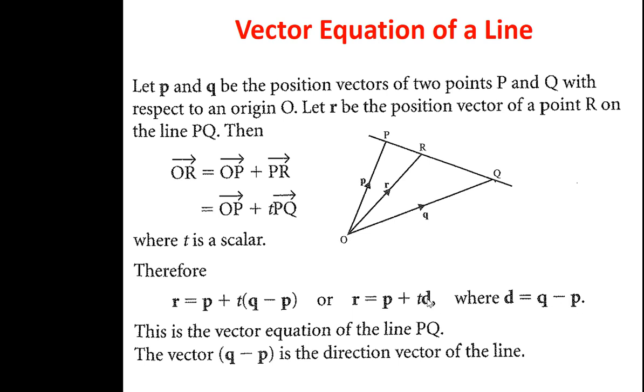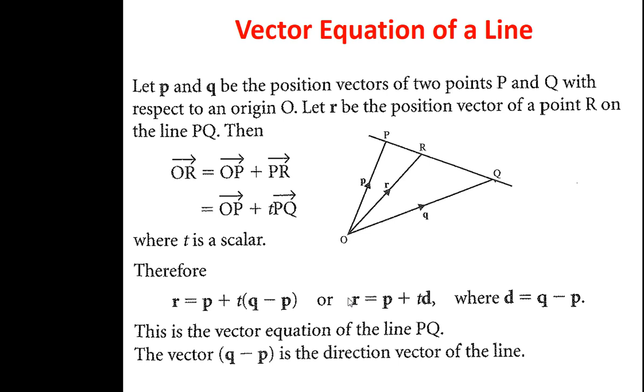So D is another thing that's kind of just been imagined up. So D could be Q minus P. This is the vector equation of the line PQ. The vector Q minus P is what we call the direction vector of the line. So this is kind of getting a little bit abstract now. So D is for direction vector. So notice what you've got here. So you've got P going on here, and this D here.